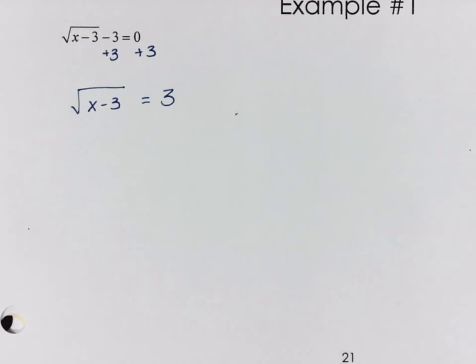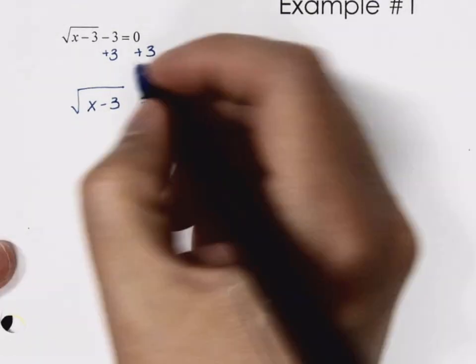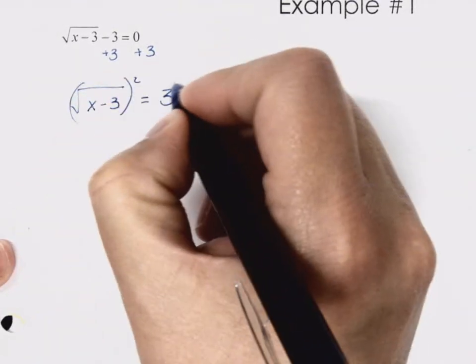Step 2, square both sides. Whatever you do to one side, you have to do to the other. So we're going to square this side.